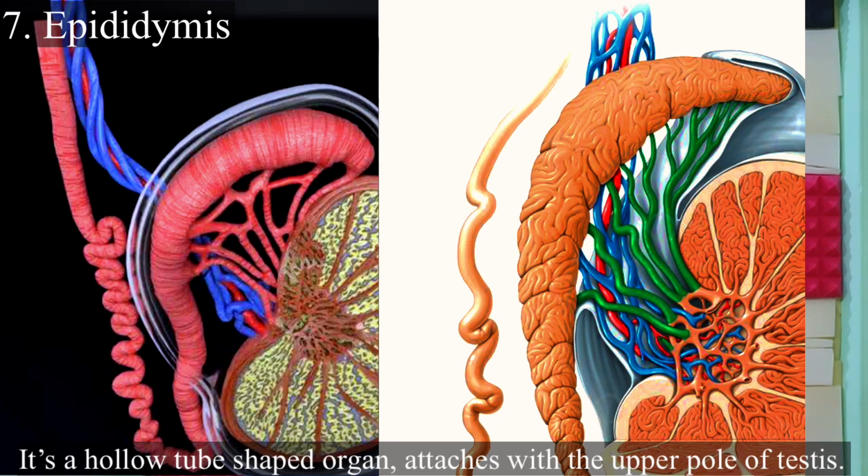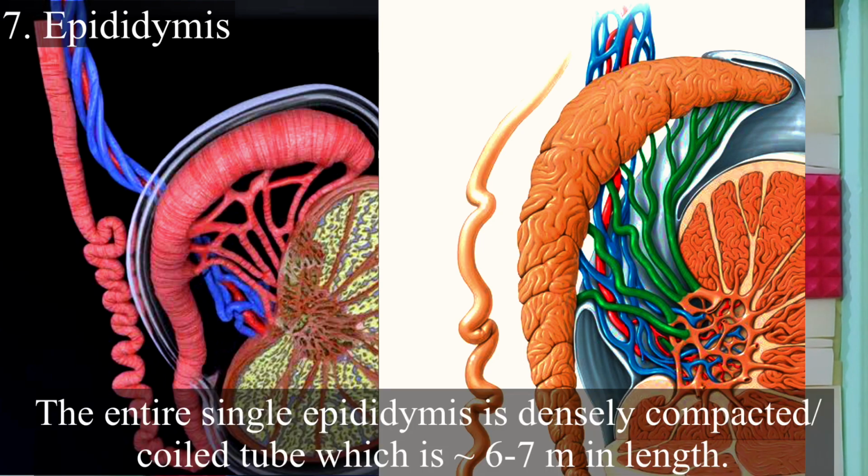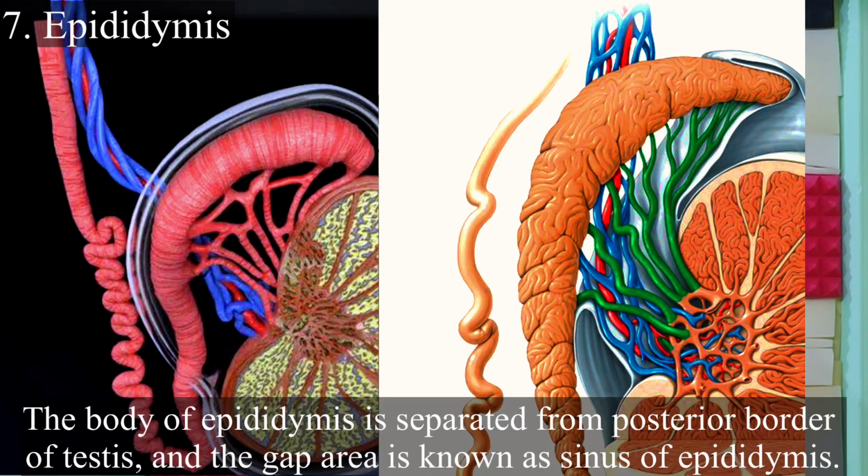Okay, that's it. Now as you can see in this photo, this is a part of our epididymis. It is a hollow tube-shaped organ which attaches to the upper pole of the testis. This entire single epididymis is a very narrow, densely compacted, tightly coiled tube, which is almost 6 to 7 meters long.